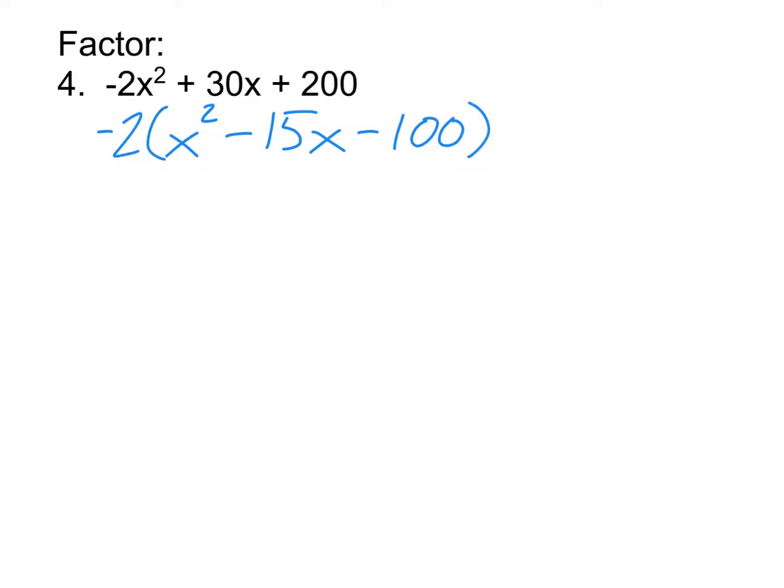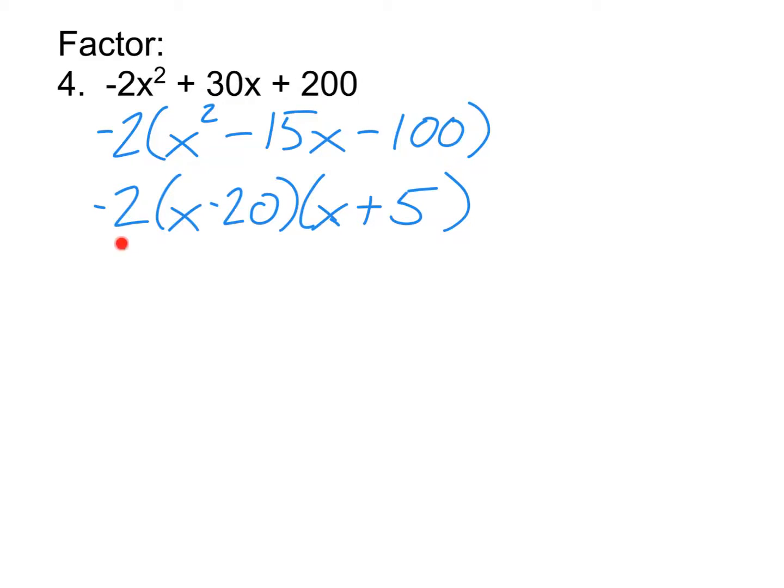Actually, there are. So our winning combination is a negative 20 and a positive 5. Because those multiply to negative 100 and add to negative 15. Notice that negative 2 that we factored out at the start? It's still sitting out front of the parentheses. Make sure you keep that carrying down each step of the way.